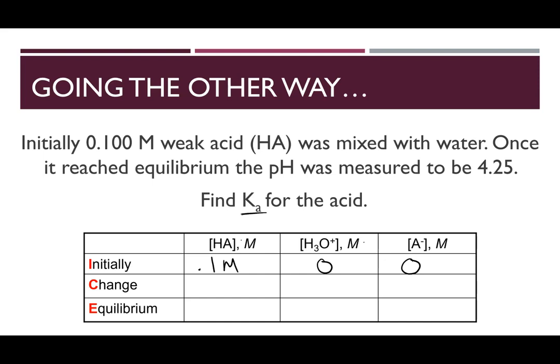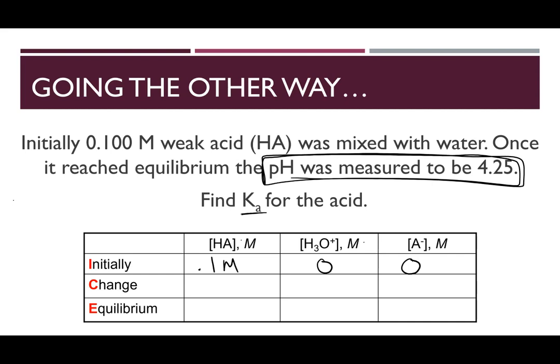So if we're trying to determine the Ka value, we need to be able to fill this table in with numbers. So what is the only piece of this problem that we have not used? And then how are we going to use that piece to fill in this table with numbers? Well, the piece that we haven't used is this guy right here. So pH is 4.25, okay?